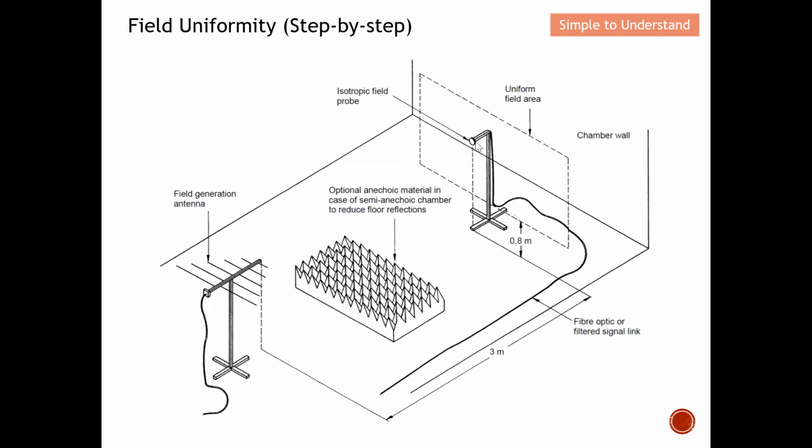We have this field probe that will measure, let's say, 16 points from this so-called test site in order to measure the field uniformity. Hopefully you now have a better idea what field uniformity is and how we can execute it. Let's go to the second step.